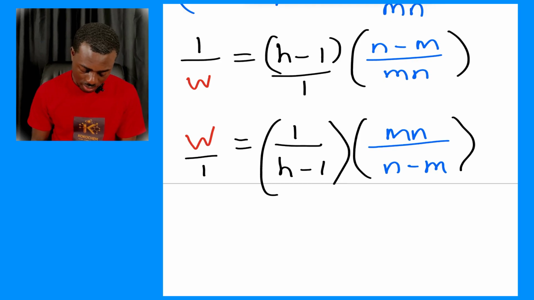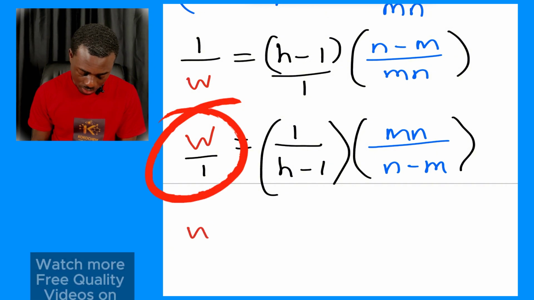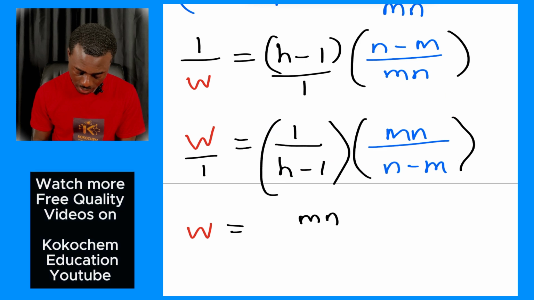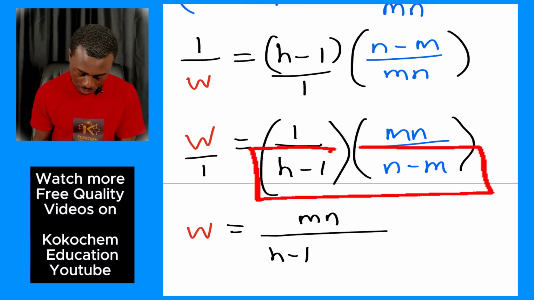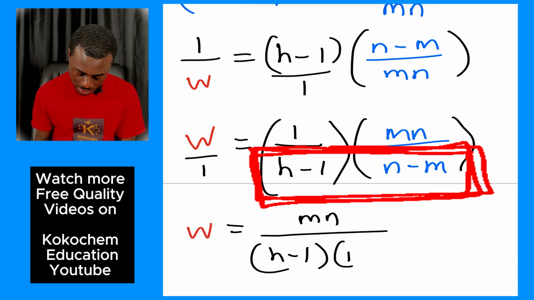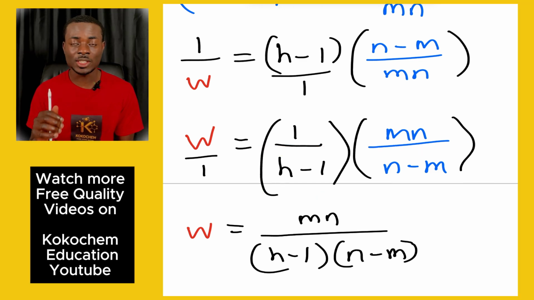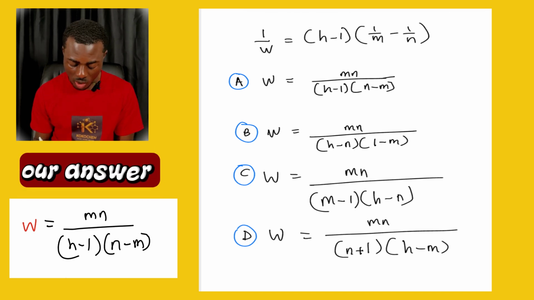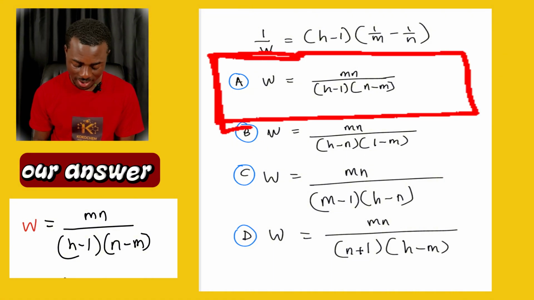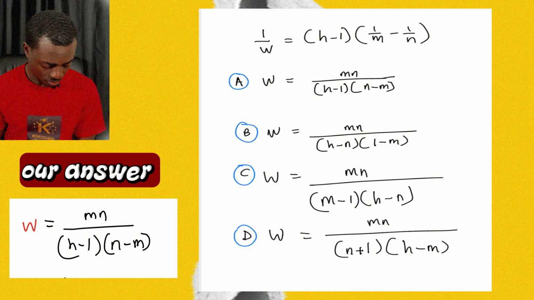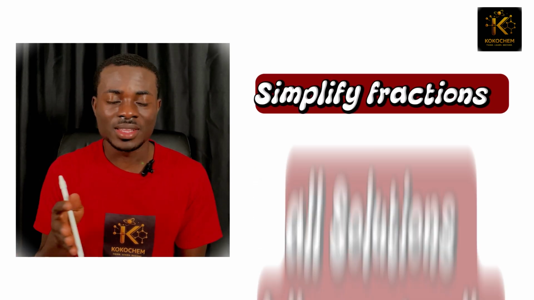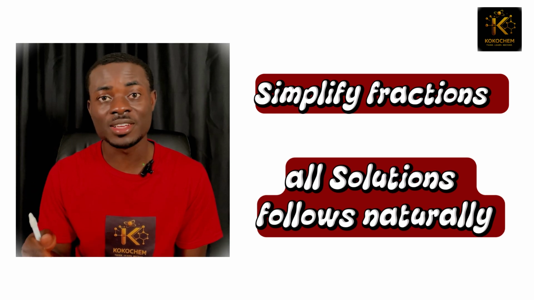So when you solve it, w divided by 1 will be w equals 1 times mn will give you mn divided by h minus 1 times n minus m. So now let's compare our answer with the options that we have, and you almost certainly see that the answer will be option A. Notice that once fractions are properly simplified, the remaining solution naturally follows.